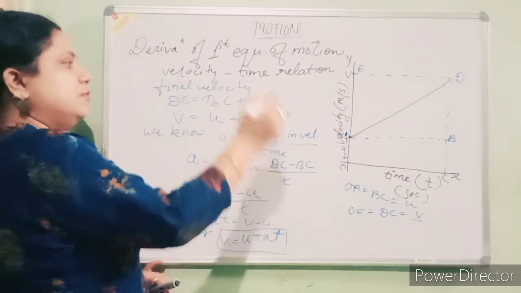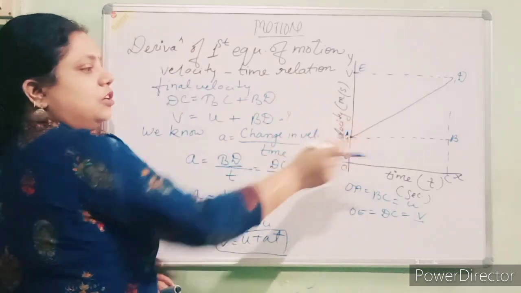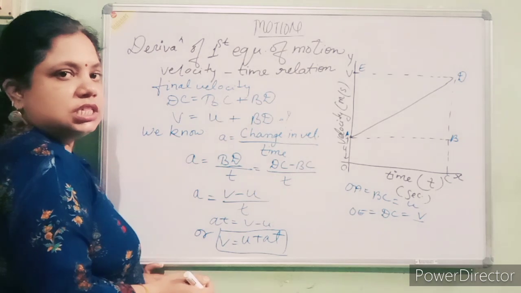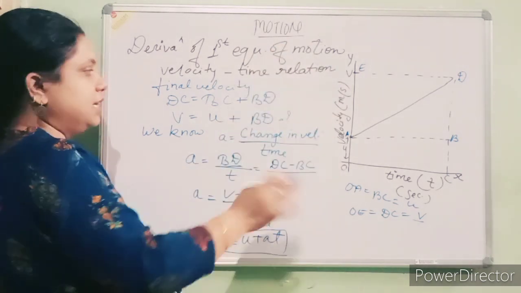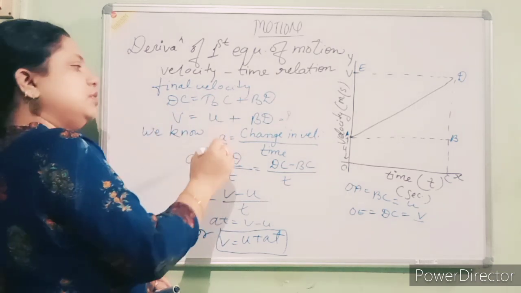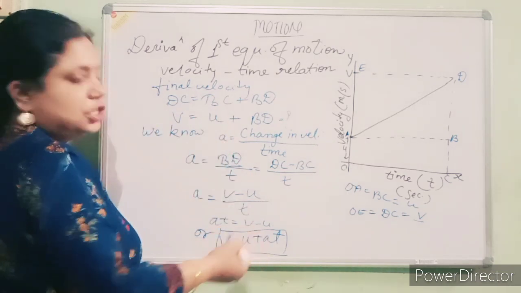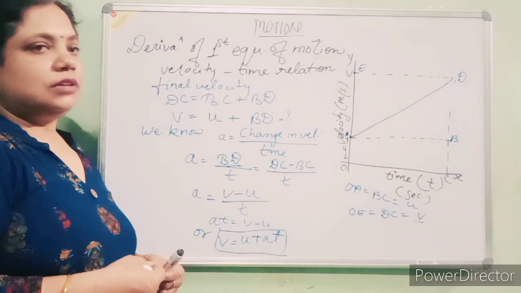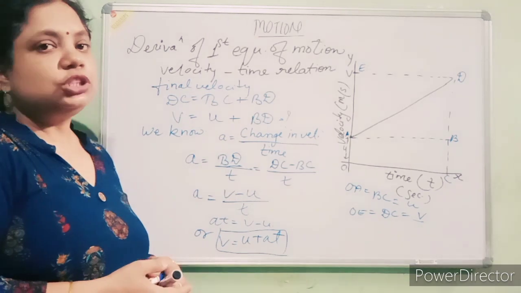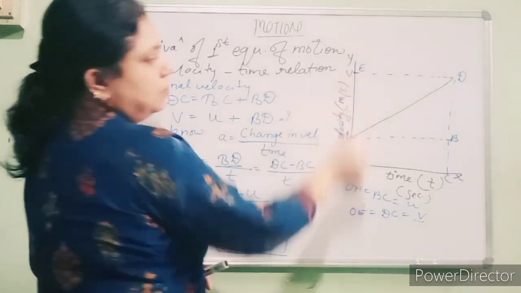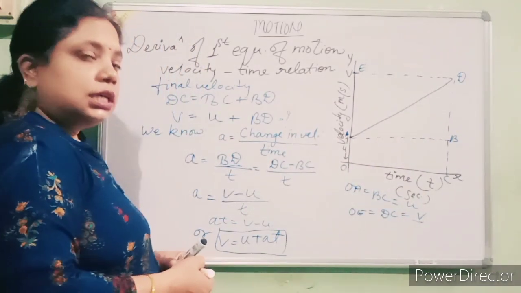So students, firstly we draw the velocity-time graph, and in this graph we represent the uniform acceleration. We put some values, and after that we take the final velocity, put in the formula of acceleration, and we get the first equation of motion. Clear? Now let's start the second derivation, which is the second equation of motion: s is equal to ut plus half at square. Students, the same graph we will follow for the second equation of motion.